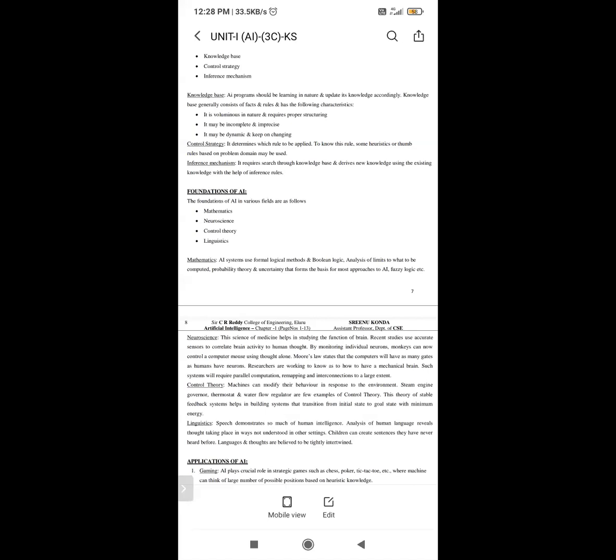So coming to the characteristics of knowledge base, first one is voluminous in nature and requires proper structuring. అంటే ఏంటి? సో knowledge base అనేది చాలా ఎక్కువ ఉంటుంది అండ్ రిక్వైర్స్ ప్రాపర్ స్ట్రక్చరింగ్. సో ఏదైతే నాలెడ్జ్ మనకుందో ఆ నాలెడ్జ్ మనం జాగ్రత్తగా స్ట్రక్చర్ చేసుకోవాలి. జాగ్రత్తగా ప్లేస్ చేసుకుంటేనే we can use that knowledge. Okay.